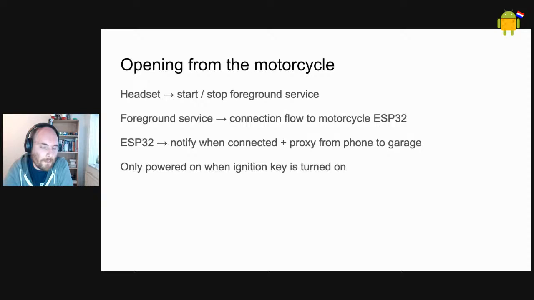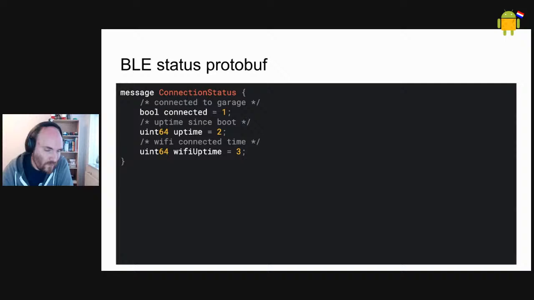And what's also nice about it is that this is only powered when the ignition key is turned on. So it gives me another signal that I'm actually on the motorcycle. For that connection, I'm also using protocol buffers. So again, I have this nice schema where I can define what is being sent. So it's sending whether it's connected or not. It's also sending how long that microcontroller has been running.